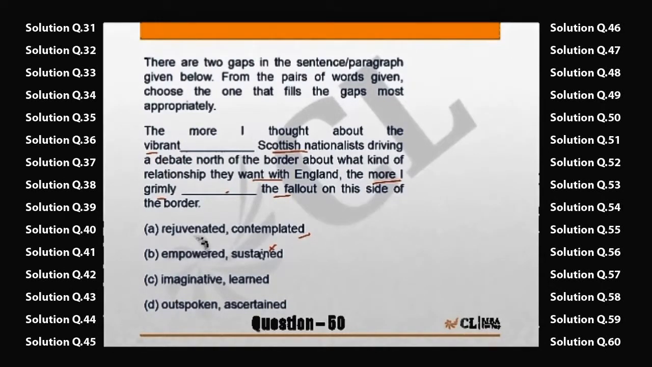I learned, if you look at the start, the more I thought about something, so it cannot be I learned out here. I ascertain, no, I cannot ascertain, because I don't have data, I am just thinking about it. So contemplated becomes the right word.